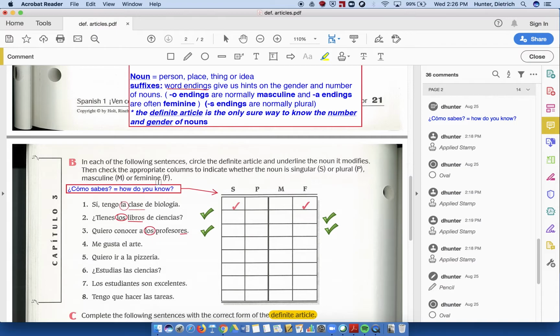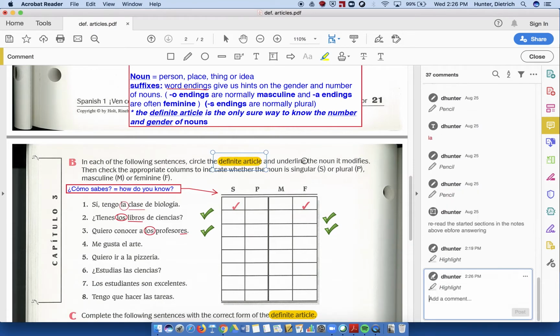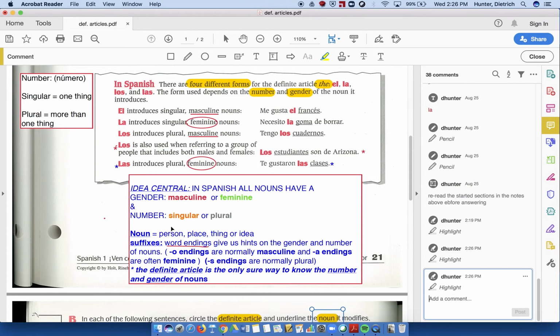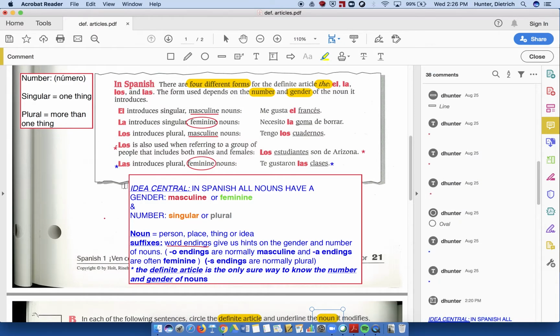Let's do some practice. It says here, in each of the following sentences, circle the definite article and underline the noun that it modifies. So we're going to go ahead and highlight here. Definite article is what we're looking for, and noun is what we're looking for. It says, then check the appropriate columns to indicate whether the noun is singular, S, or plural, P, masculine, M, or feminine, F. Again, referring to what we saw up above here. Use this as your cheat sheet.